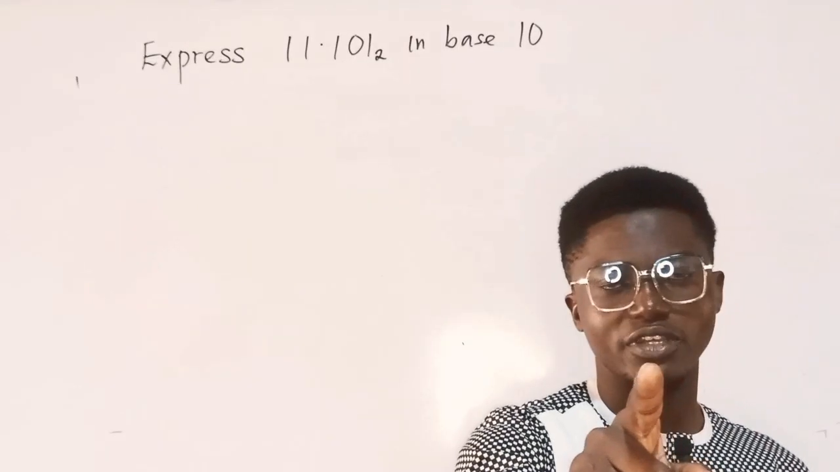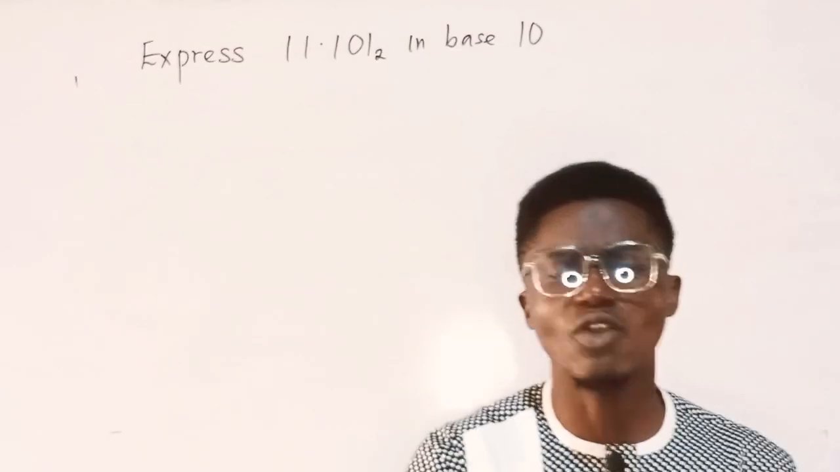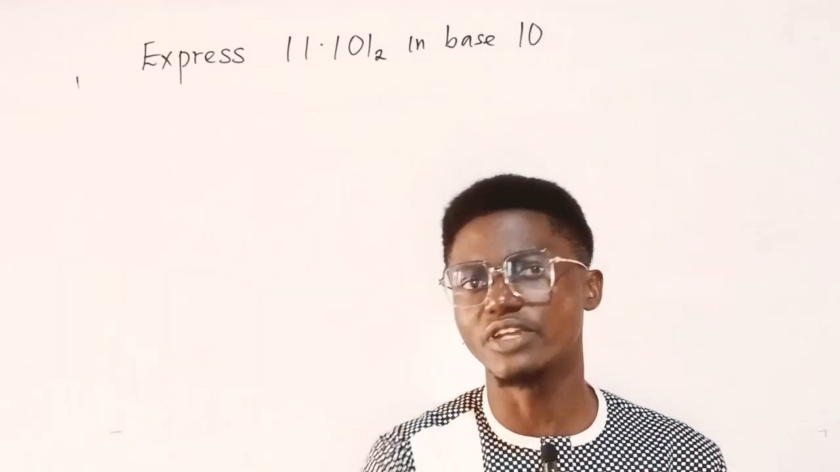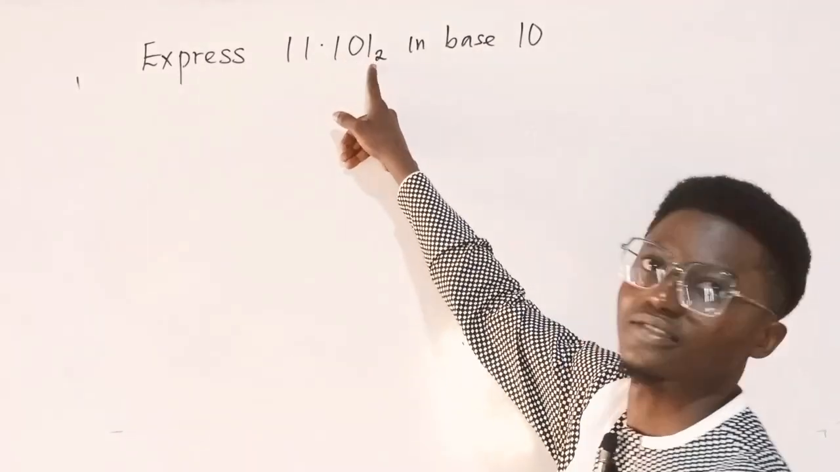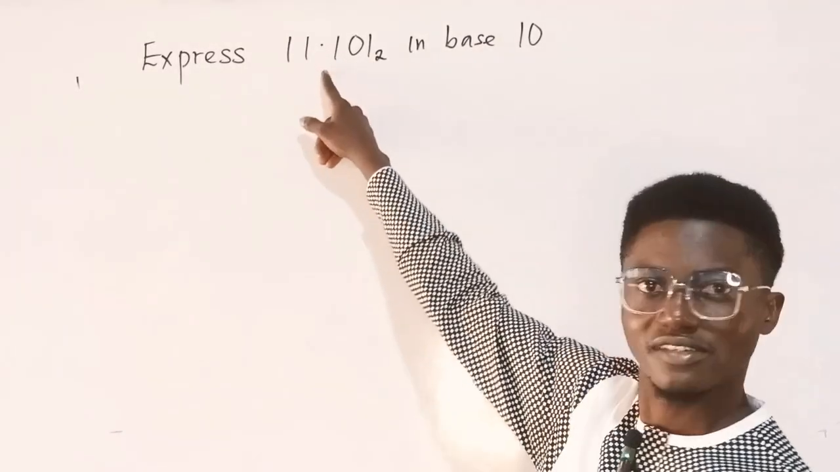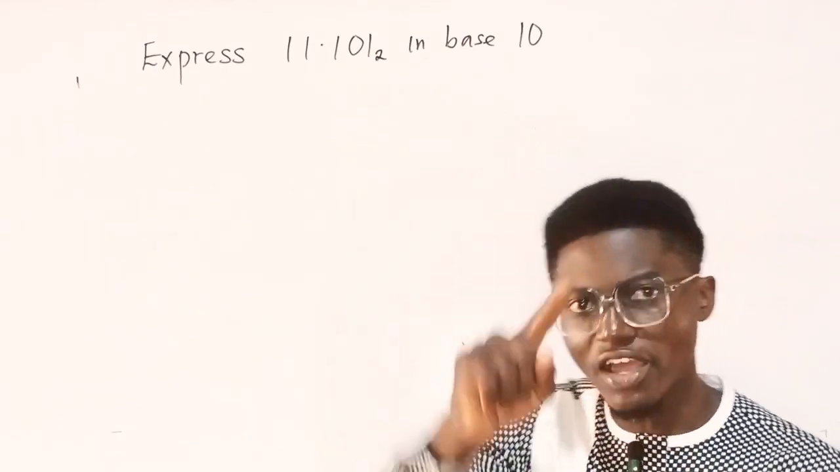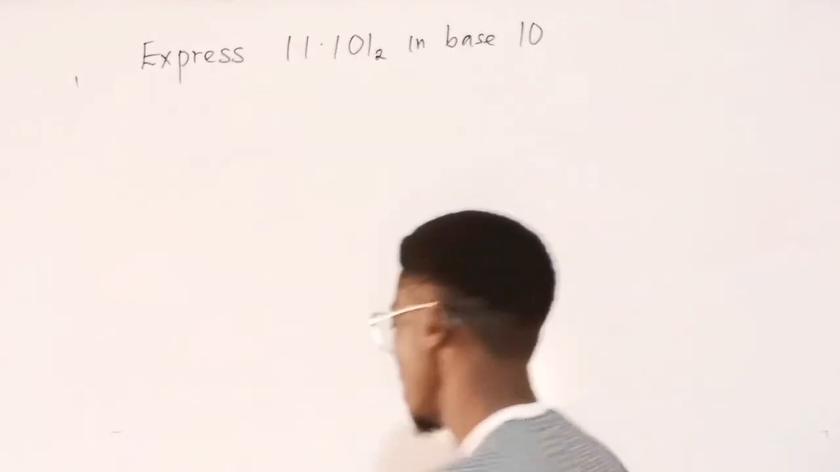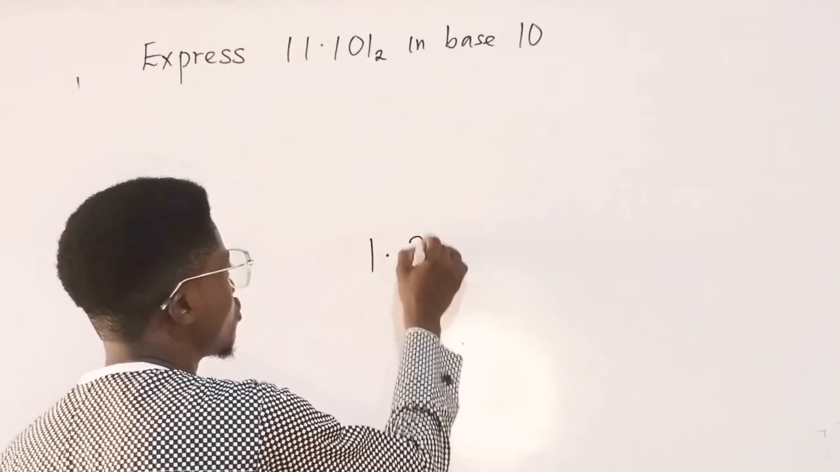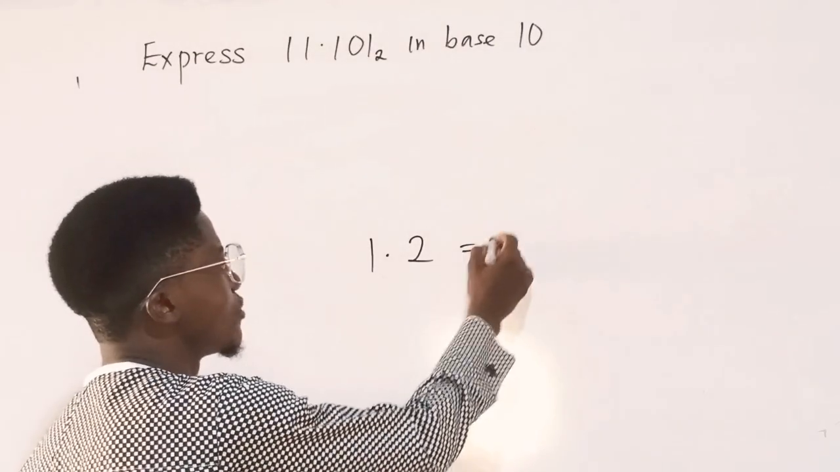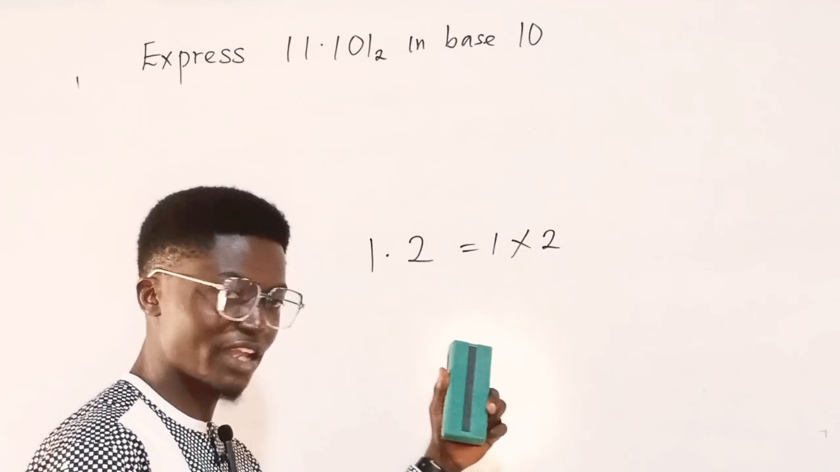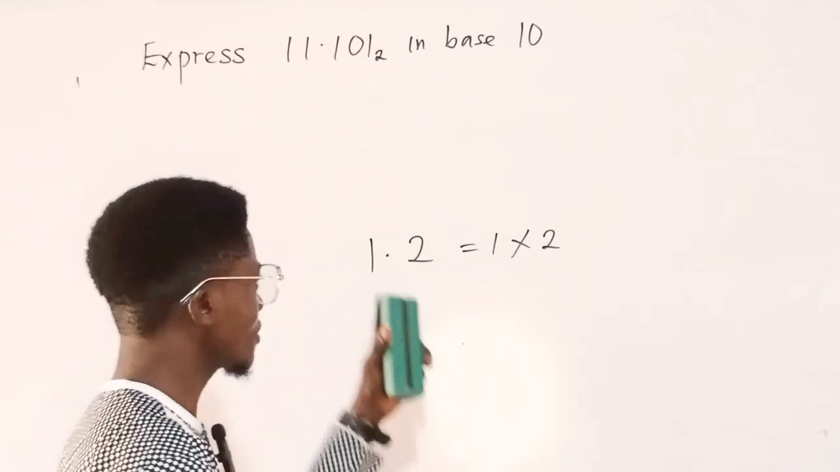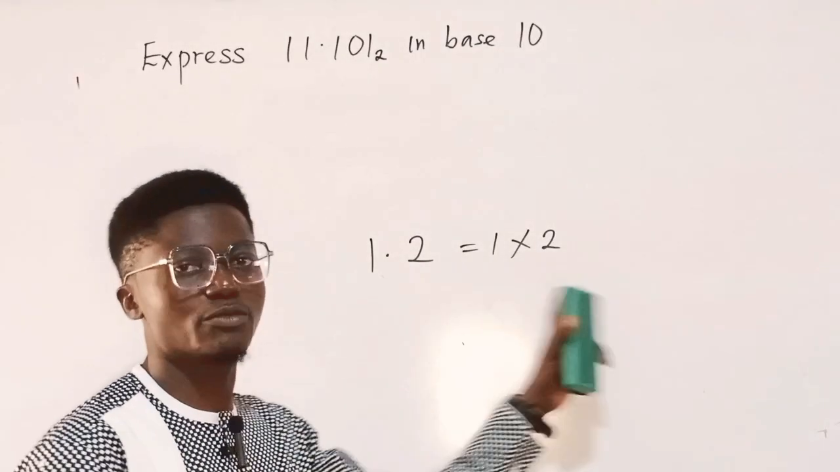Please, there is an error here. What is that error? We the teachers, and also the students, will commit that error. This is 11.101. It is not 11 point. What do you mean by that? Point is different from dot. If I say 1.2 with a dot, it means 1 times 2. Don't forget, I'm reminding you of this next class. 1.2 means 1 times 2.